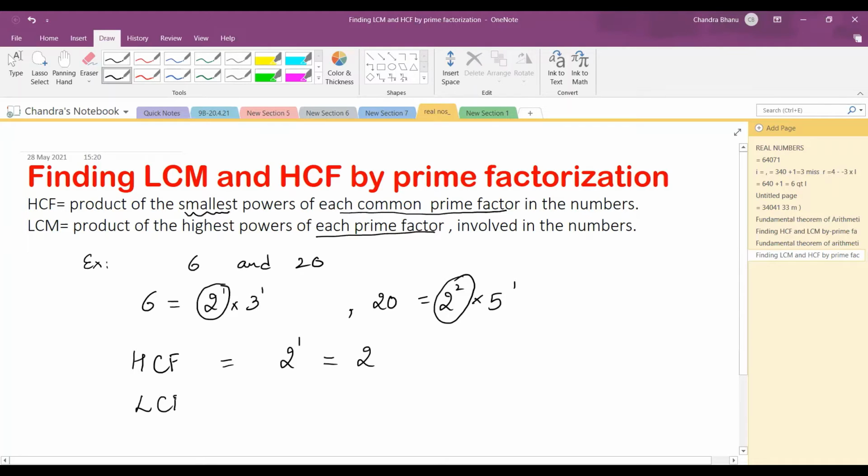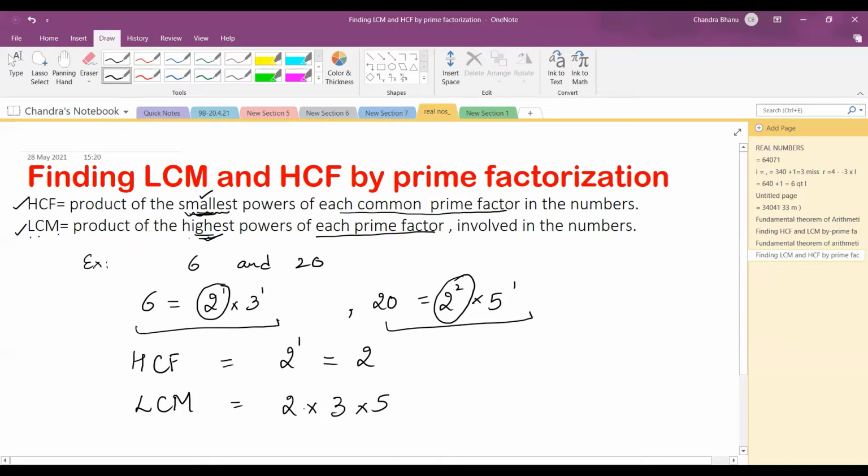Now, if I want to find the LCM, LCM is equal to the product of the highest power of each prime factor. It is not saying the common factors here. It is saying each prime factor involved in the numbers. So I have to take all the prime factors involved in these two numbers, in 6 also and in 20 also. I have here 2, 3 and 5. But here I have to find the highest power. When I'm talking about the least common multiple, I'm taking the highest powers. And when I'm talking about the highest common factor, I'm taking the smallest powers. See to it that it is actually the reverse.